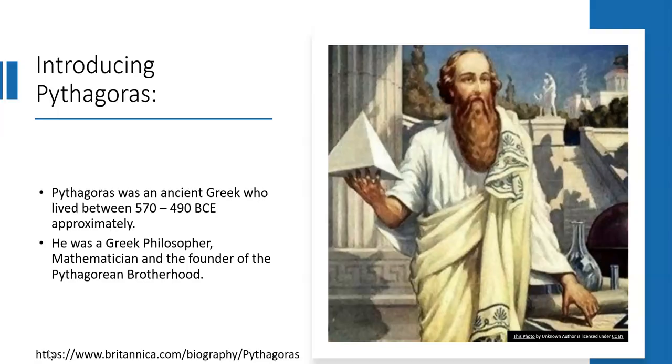So, who was Pythagoras? Well, he was a guy, and he lived back in ancient Greece a long time ago. Now, he was a philosopher, mathematician, and one of the founders of the Pythagorean Brotherhood. But basically, he was a problem solver. He looked at things in the world and asked why. And then through his asking why, he came up with different theories to explain different phenomena.